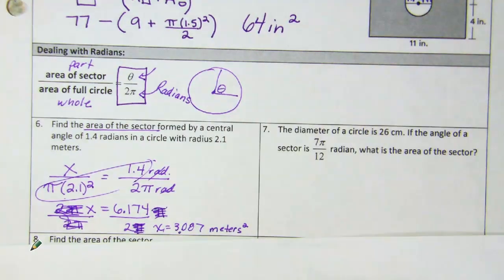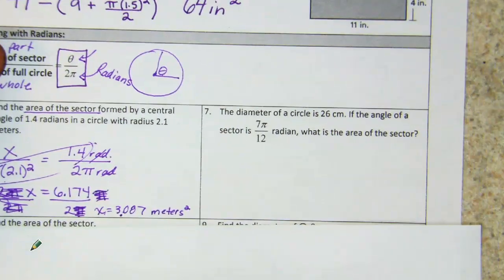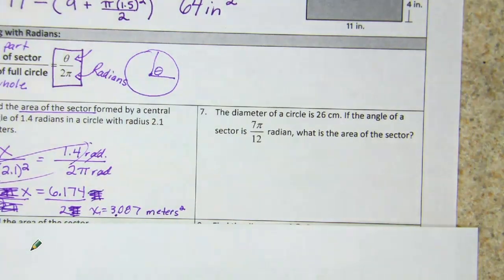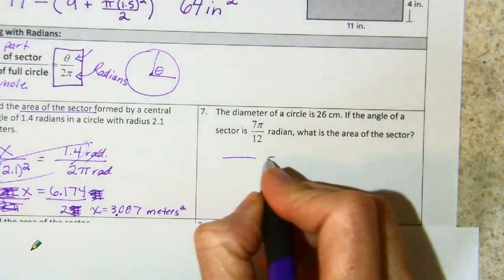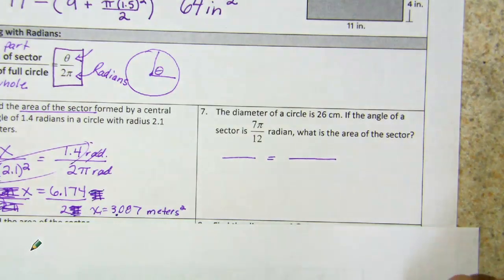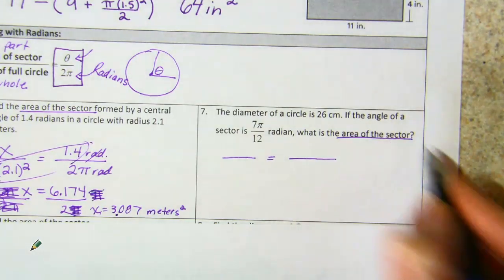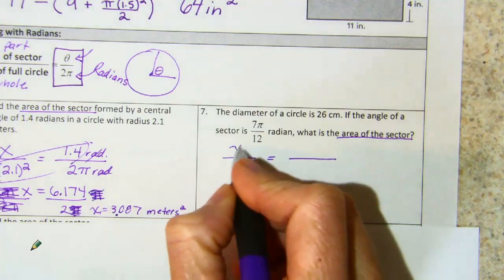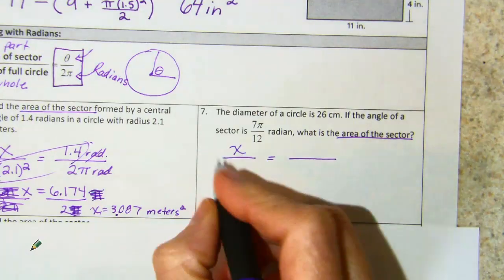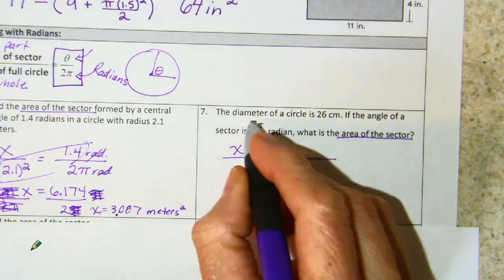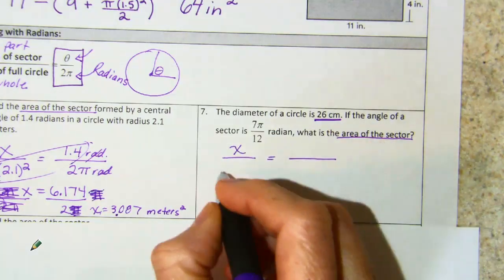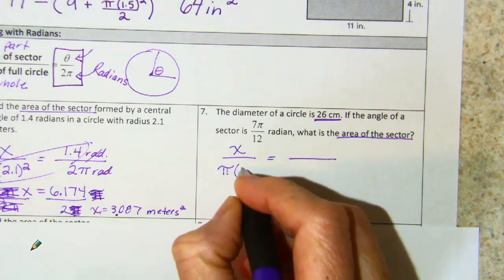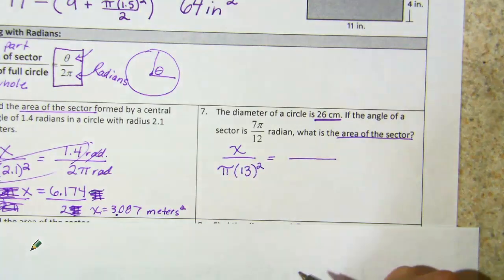Now we're going to finish this set of notes out with question 7. And it says the diameter of a circle is 26 centimeters. If the angle of the sector is 7 pi divided by 12 radian, what is the area of the sector? Now, we are going to try to simplify as much as we can in dealing with this problem. We are looking for the area of the sector, which we are going to call x. We need to know the whole area of this. So if this diameter is 26, we're going to say pi r squared. So we're going to use 13 squared there.